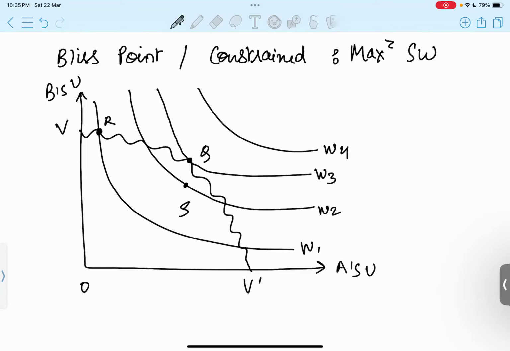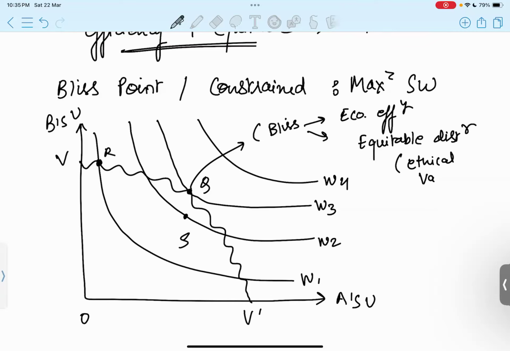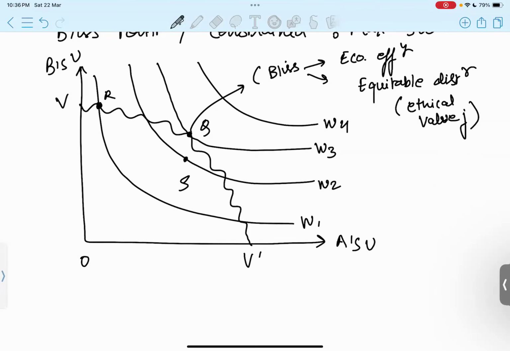So firstly, this tangency point Q is the point of constrained bliss. And this point is firstly representing the achievement of economic efficiency. It is also representing equitable distribution of resources, which, as we have seen, is part of the ethical value judgment in the society. And we have drawn different social welfare functions.